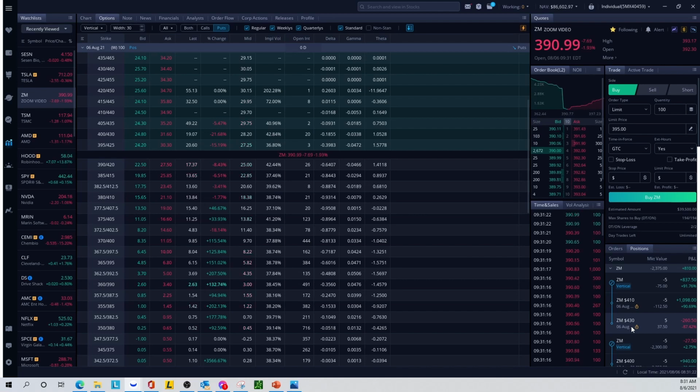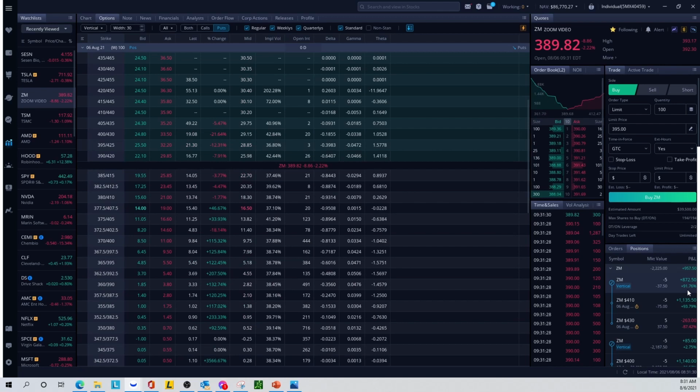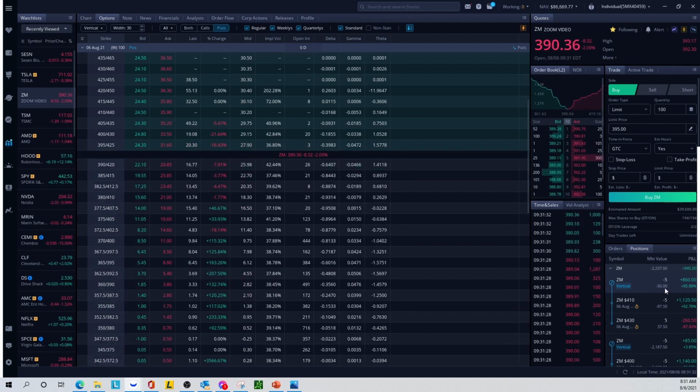So Zoom is dipping hard this morning. I am up 92% roughly on the trade, and so there's just not a whole lot. Now it's up to 96%, so I'm ready to close this trade out.